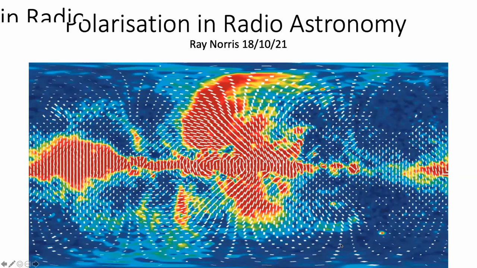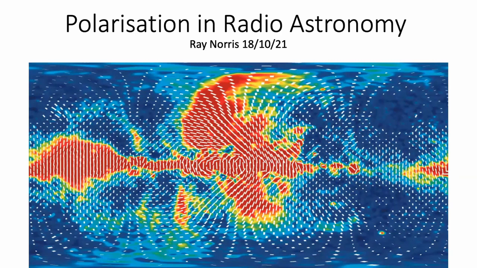So yeah, by popular request, I'm going to talk about polarization. I'm wearing the shirt saying "Don't panic," which I hope will reassure everybody. So this is a polarization map of our galaxy. You can see all the little vectors there.